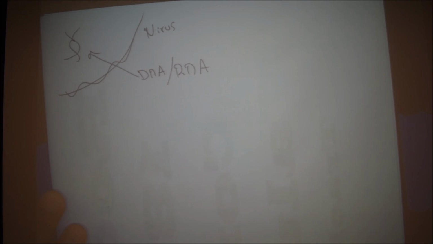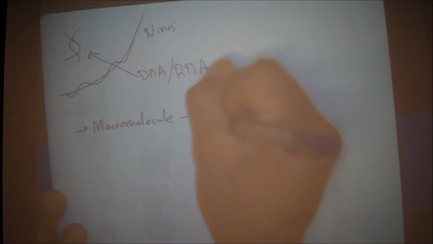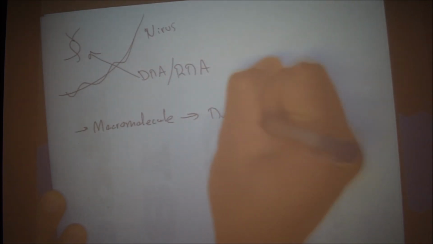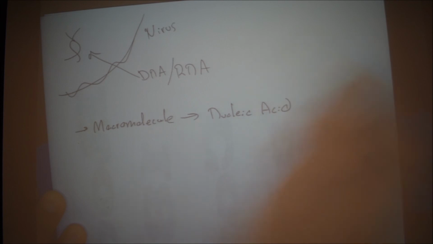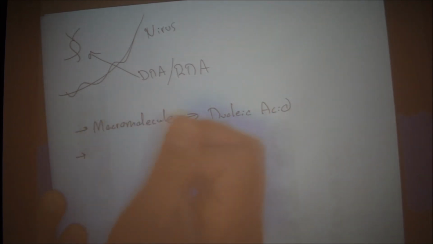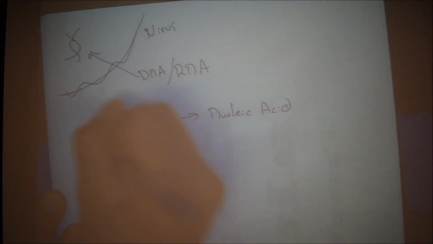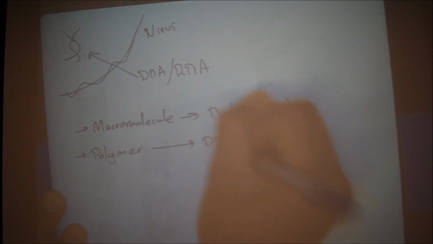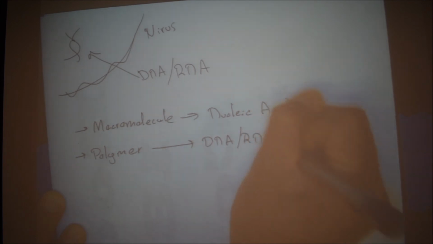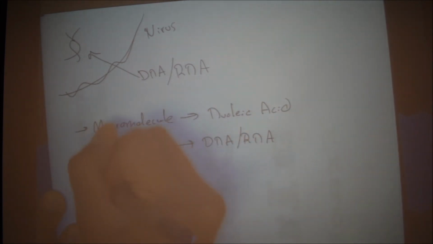So what is the macromolecule class of DNA or RNA? We call it a nucleic acid. So the macromolecule is called nucleic acid. Right here, the polymer is going to include DNA or RNA. Right here, what is the monomer? What is the monomer of DNA or RNA?